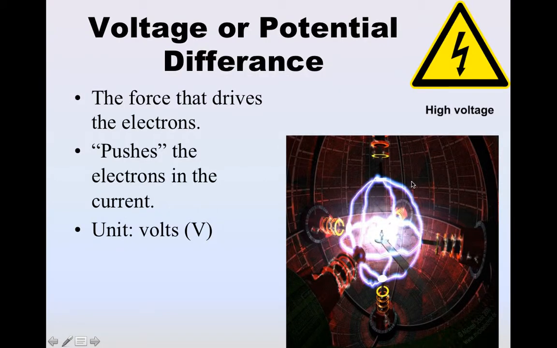The last one is voltage, and voltage is also identified as potential difference. Voltage or potential difference is basically that push or that force that's going to allow those electrons to travel through the wire. Okay, so the unit for this one, very easy to remember. For voltage, it's actually a volt.